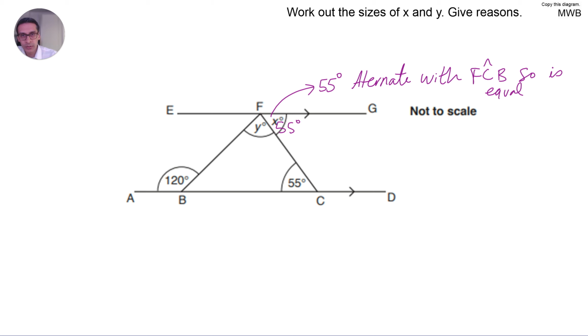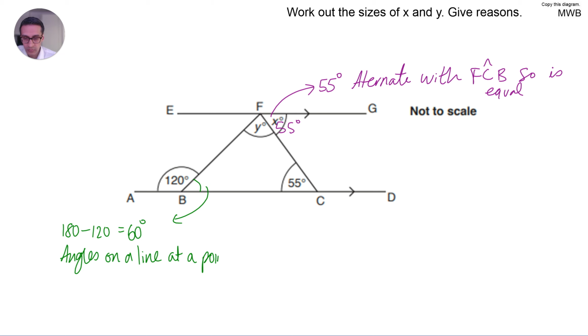And then we've got this angle here at the bottom, which is FBC. And that's going to be 120, so 180 minus 120, which is 60 degrees. That's because it's angles on a straight line at a point, the point being B. So we need to write the reasons. Angles on a line at a point, sum to 180 degrees. So we're going to label that 60 degrees.